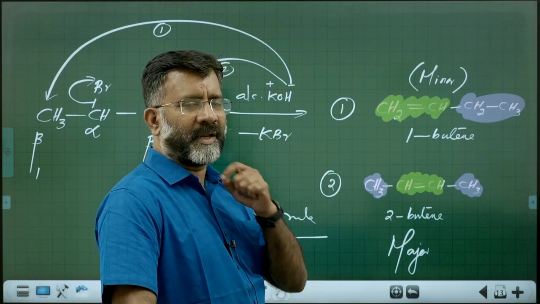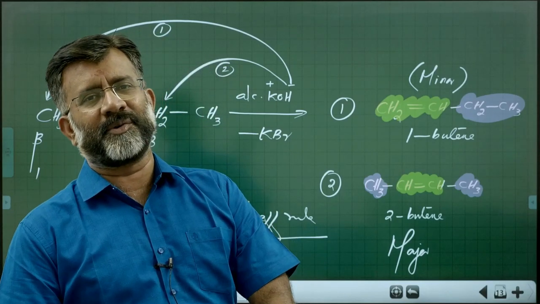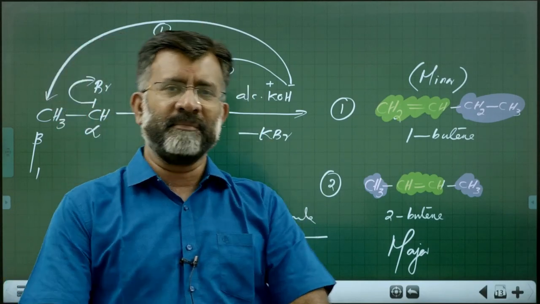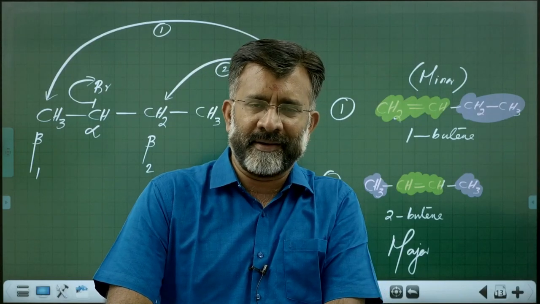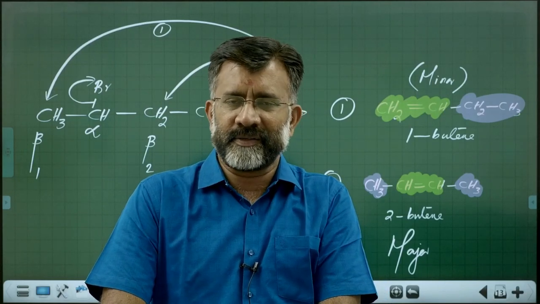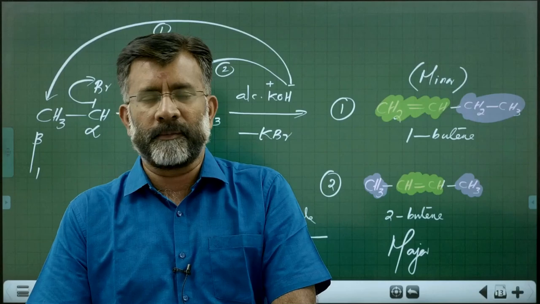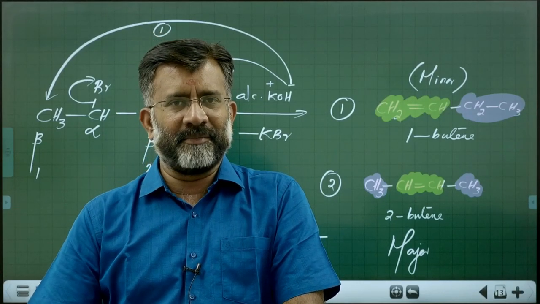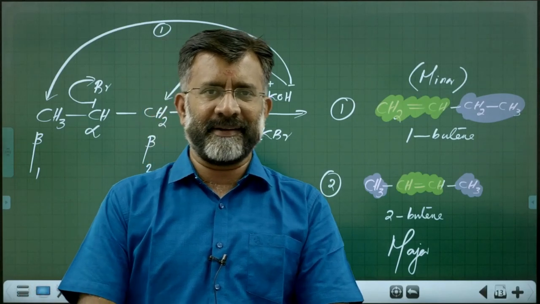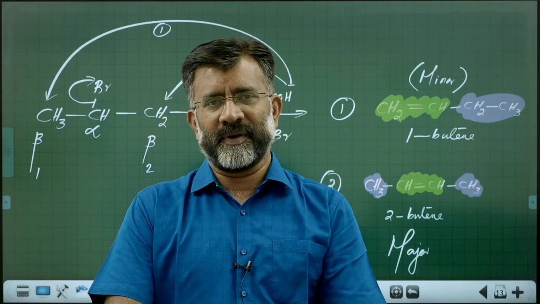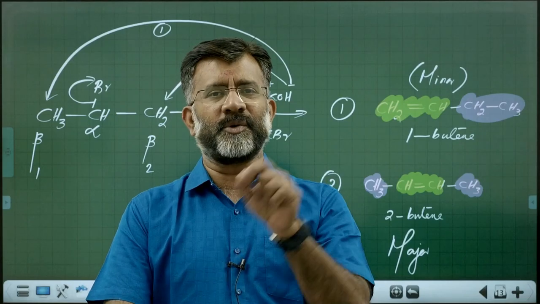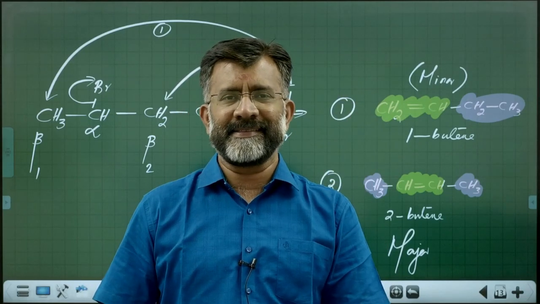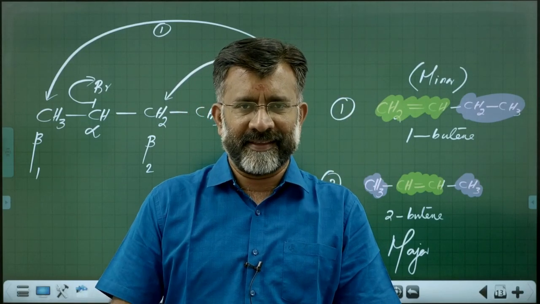So among 1-butene and 2-butene, 2-butene will be the major product, and this is called Saytzeff elimination, and this is referred to as Saytzeff rule. What is Saytzeff rule? When an unsymmetrical compound undergoes an elimination reaction, the major product will be the most substituted alkene. That is Saytzeff elimination, right?